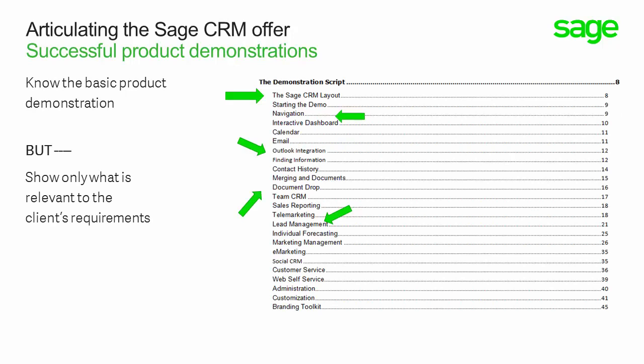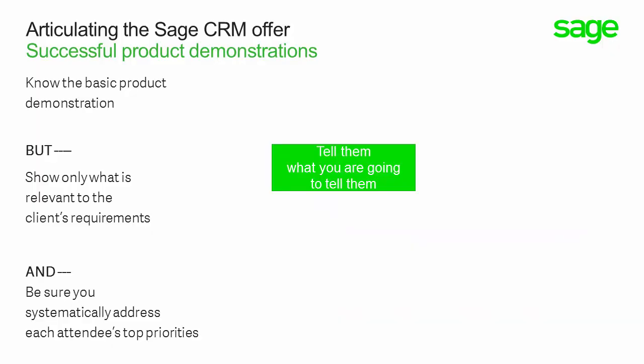Importantly, show only the parts of the product that are relevant to that client requirement. It's one thing to learn the demonstration and be very competent at it, but it's no good going through every piece of the product if only certain things are relevant to this customer. I appreciate that sounds like stating the obvious. However, I am still occasionally invited to demonstrations where people will present parts of the product that are just not relevant and are not paying any attention to the lack of engagement from the people attending the demonstration. So show only what's relevant to the client requirement, and obviously be sure you systematically address each attendee's top priorities.